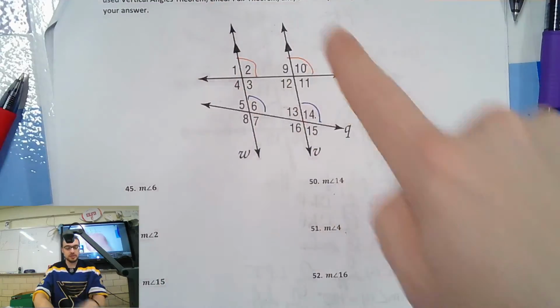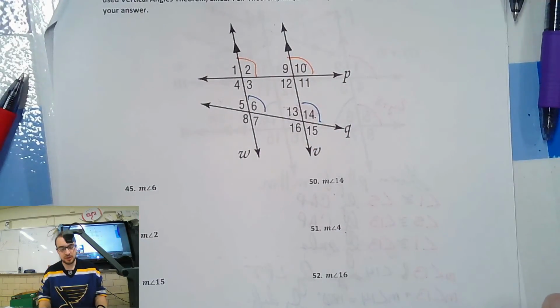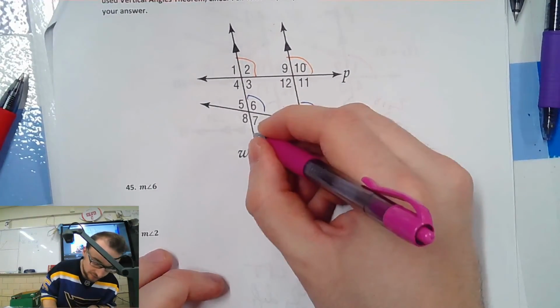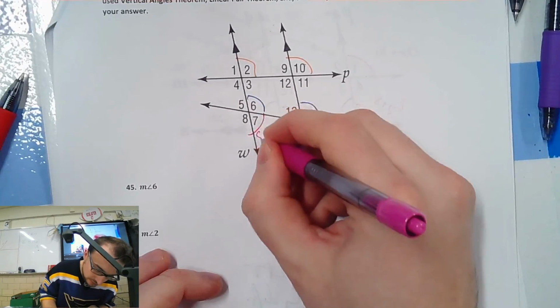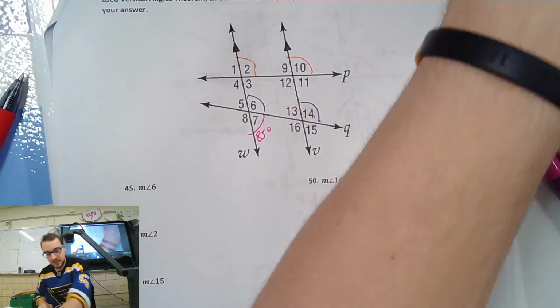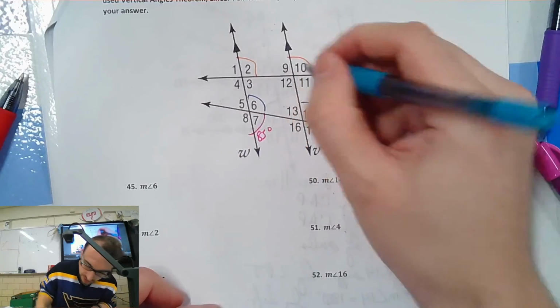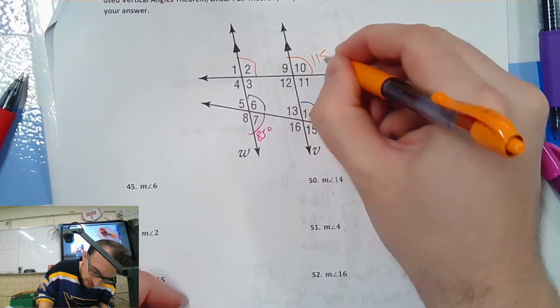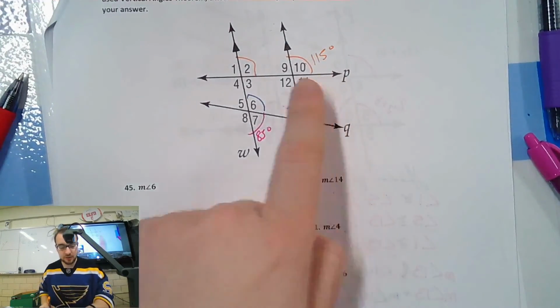They give you a bunch of numbers to plug in. You're going to figure out what all these things are. So they say angle 7 is 85. That's this angle down here. And they tell you that angle 10 is 115. So that angle right there is 115. So that means we get angle 2 by CAP.